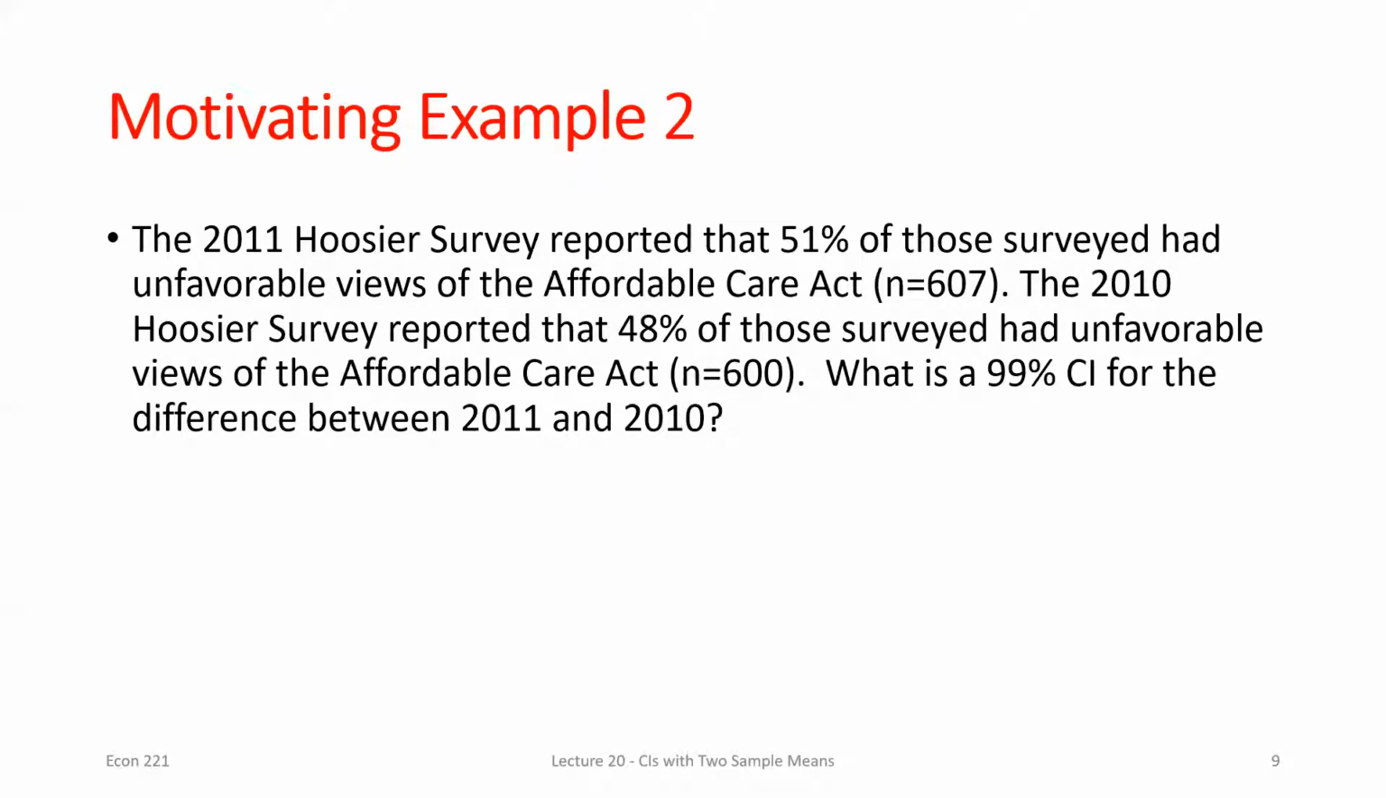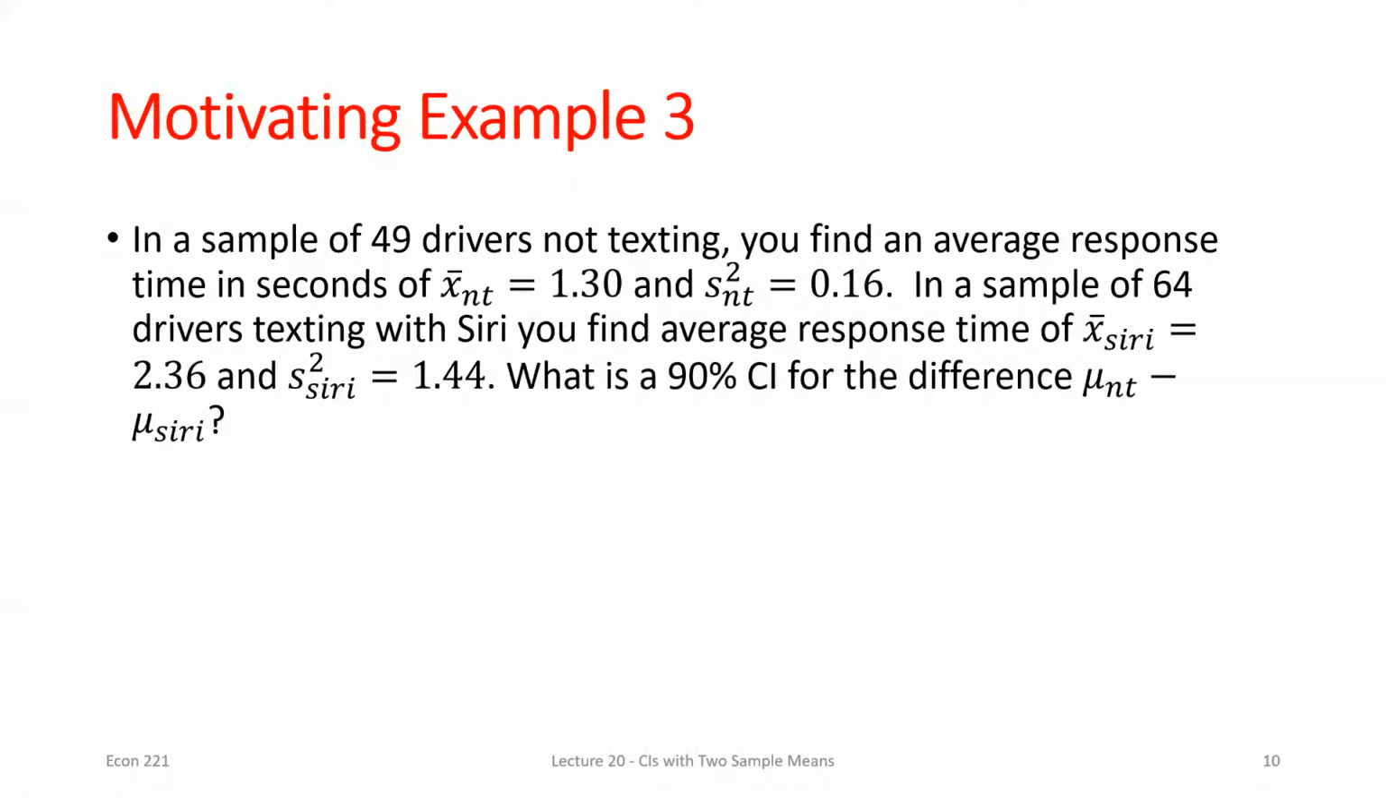I might want to look at two time periods, the proportion of people who are in favor of the Affordable Health Care Act in 2011 versus 2010. Did that proportion go up? Did it go down? Is it the same? Maybe I've got texters and non-texters' response times. Is there a difference in the response times of people who are texting while driving versus not? These are all motivating questions.